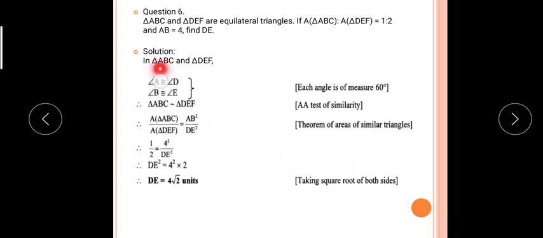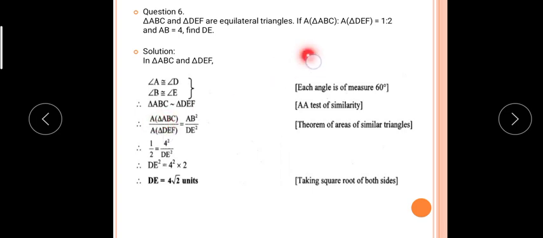Show it. Angle A is equal to angle D, 60 degrees. Angle B is equal to angle E, 60 degrees. You can show angle C is equal to angle F, 60 degrees. Means by the AAA test or AA test, you can show the triangle ABC is similar to triangle DEF. For this, you will get the half marks.